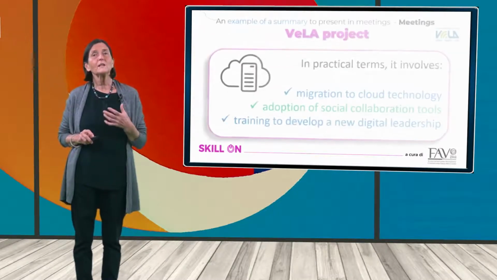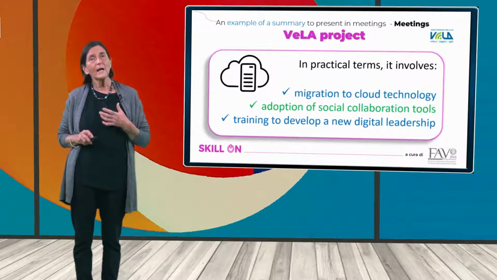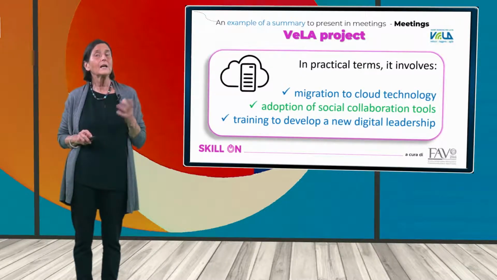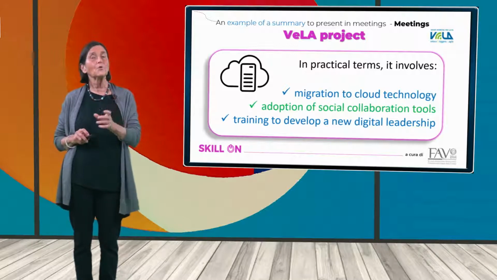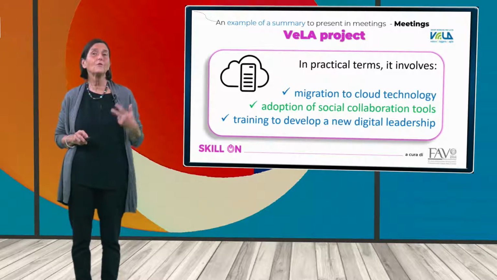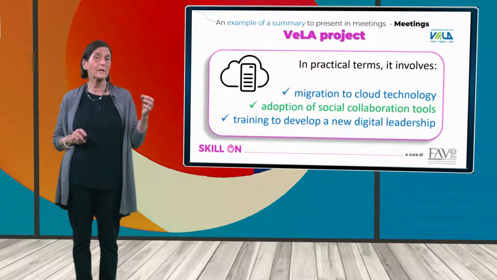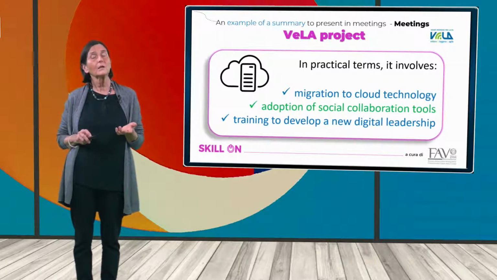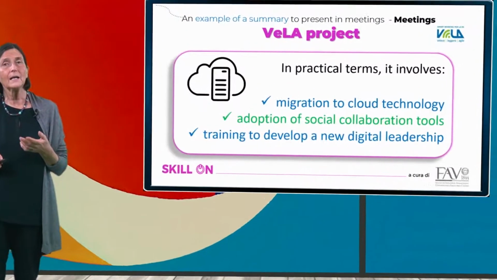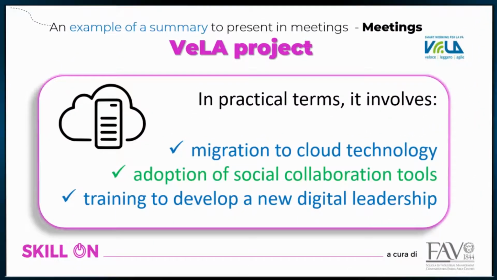Let's look at another way that you can add information. You can say a linking word, in practical terms. So in practical terms, also including an icon, it involves, and then you can list 3 bullet points, very useful in a summary: migration to cloud technology, the adoption of social collaboration tools, and training to develop a new digital leadership. So this is a simple way to summarize the information.